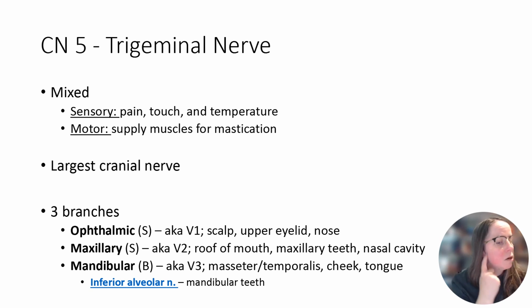Now, the mandibular nerve is also going to have a bunch of branches to it, including the inferior alveolar nerve and then our buccal nerve that we'll learn about more in lab. But this is supplying the muscles here to move your jaw, as well as your cheek, your tongue, and the gingiva and teeth of the mandible.